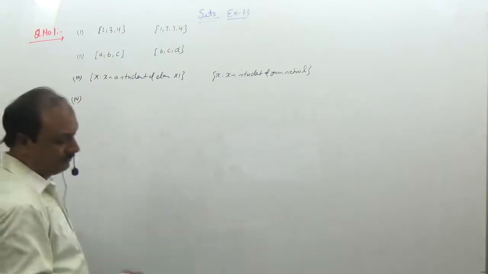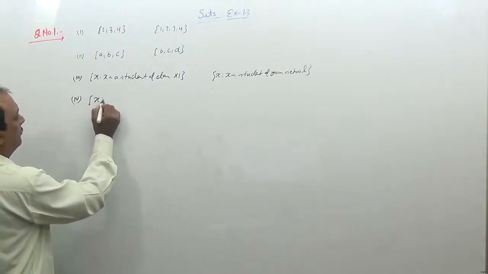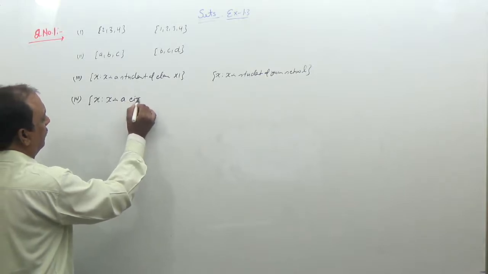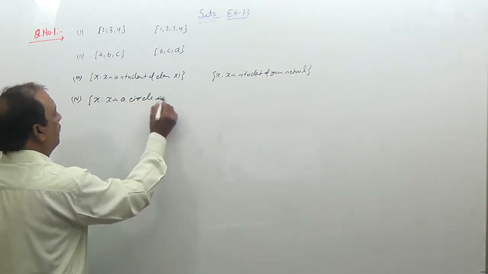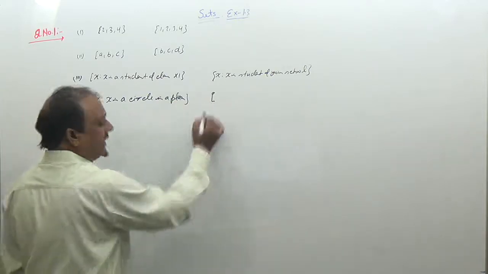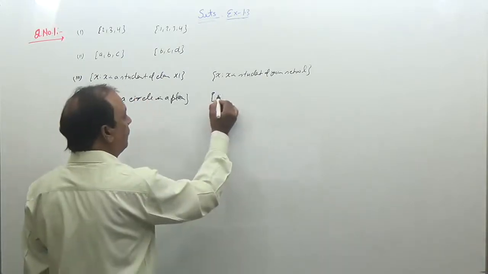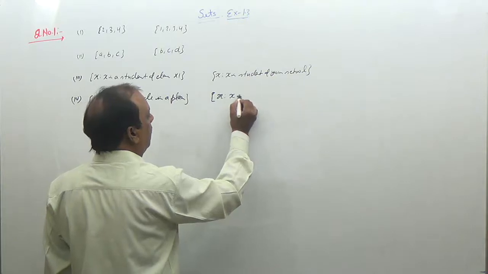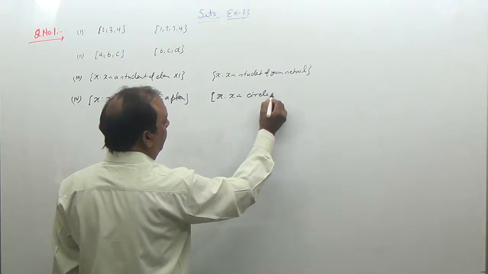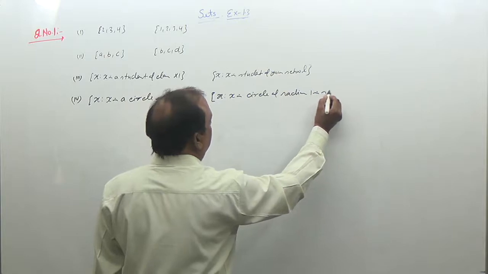Fourth is: X is a circle in a plane, and the second is X is a circle in the same plane with radius 1. X is a circle of radius 1 in the same plane.